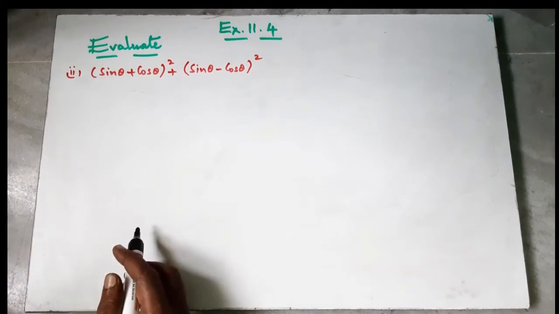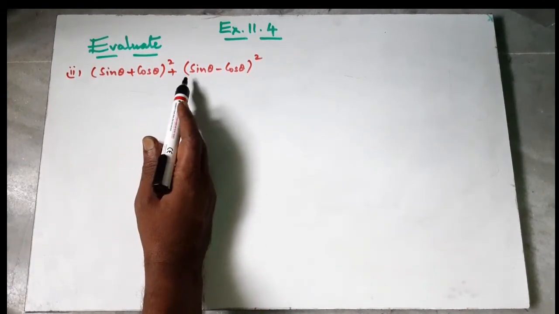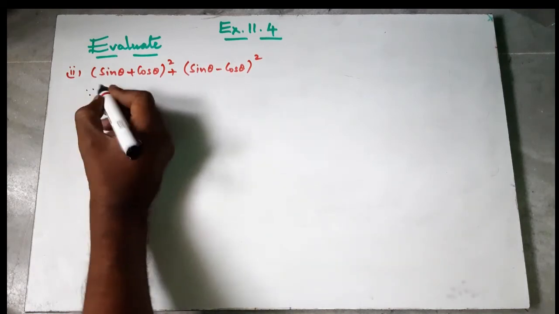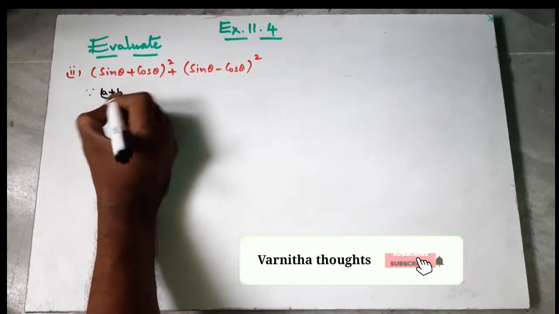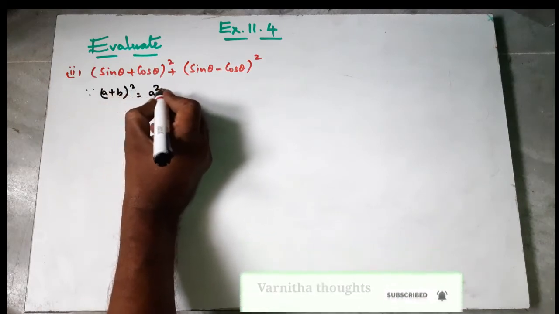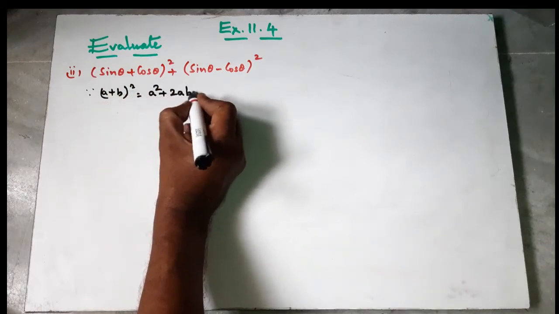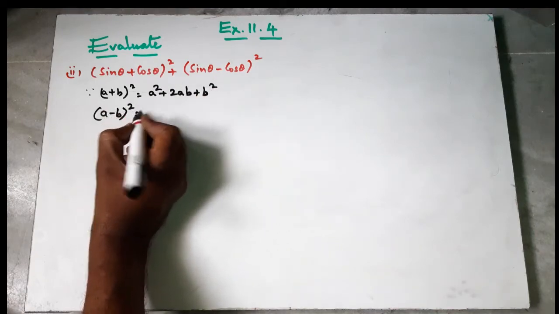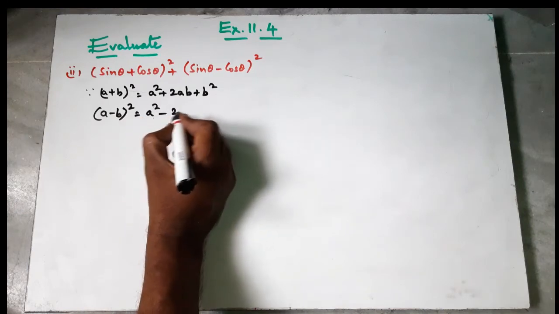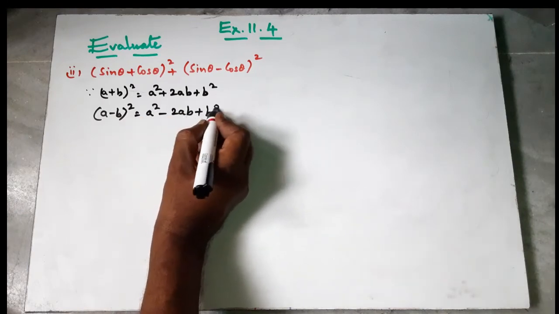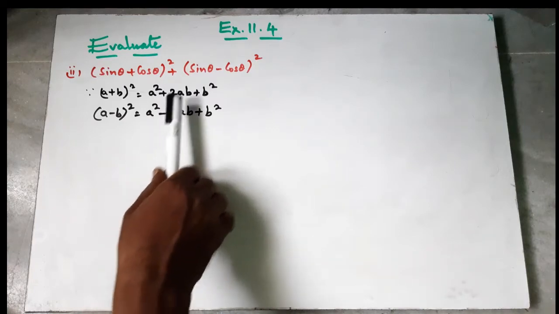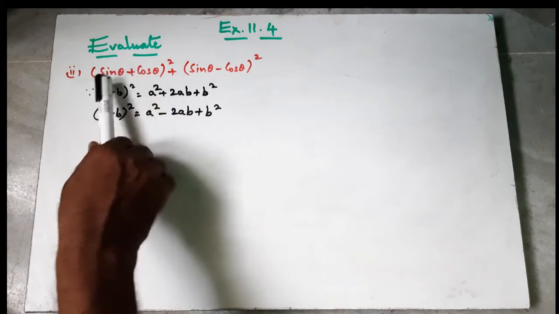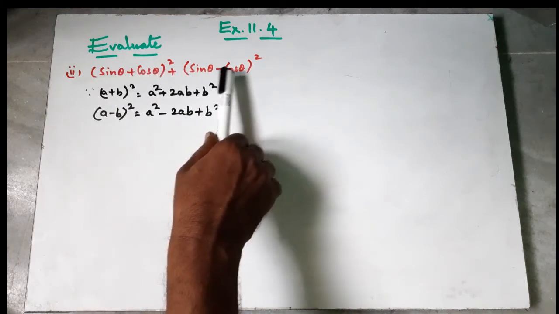Now let us move to the second problem. Sin theta plus cos theta whole square plus sin theta minus cos theta whole square. We know the identities: a plus b whole square is equal to a square plus 2ab plus b square. Similarly, a minus b whole square is equal to a square minus 2ab plus b square. Now we are going to use these two identities here. The first identity, where this is a and this is b, a plus b whole square, and here a minus b whole square.